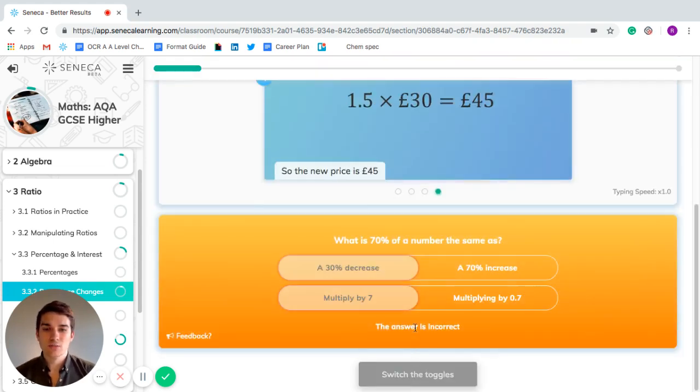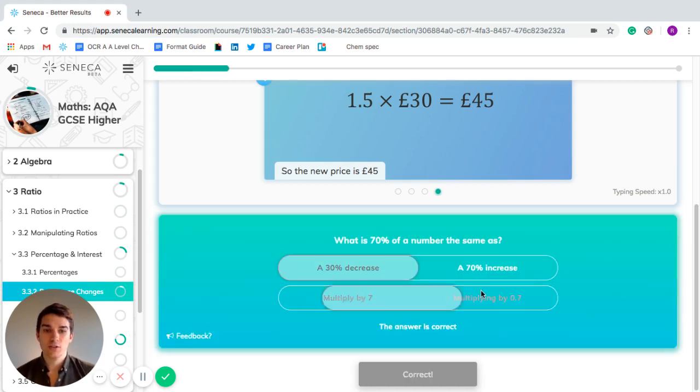So let's have a look at some questions. What is 70% of a number the same as? If we're taking 70% of something, that would be a 30% decrease. We know that because if you work out the difference between 70% and 100%, that would be 30%. And also, we can multiply by 0.7. Again, that's just changing 70% into a decimal by dividing by 100.